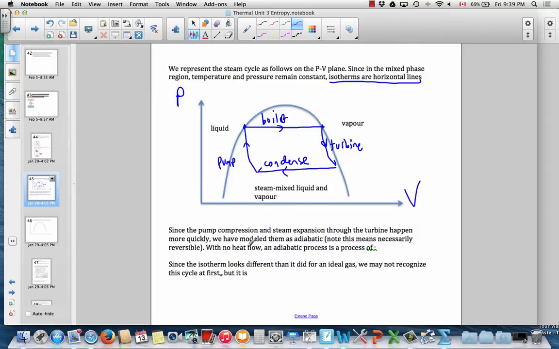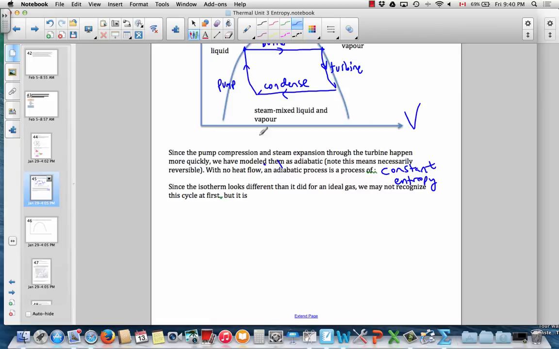Now, of course, adiabatic processes that we've seen are constant entropy processes, and isotherms are constant temperature processes. So with two adiabats and two isotherms, this looks a little weird because isotherms for a gas are hyperbolas, but these are indeed constant temperature processes in the mixed phase region. But we've already seen a cycle with two isotherms and two adiabats. This is actually a Carnot cycle.